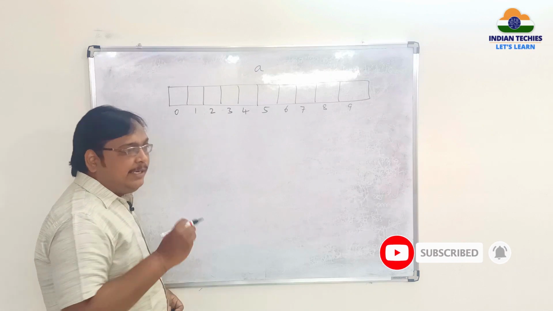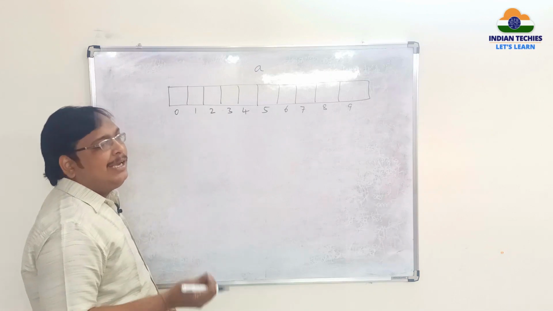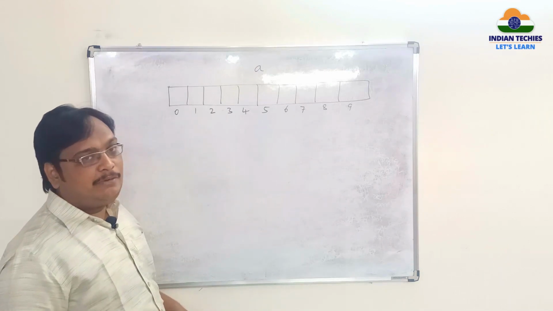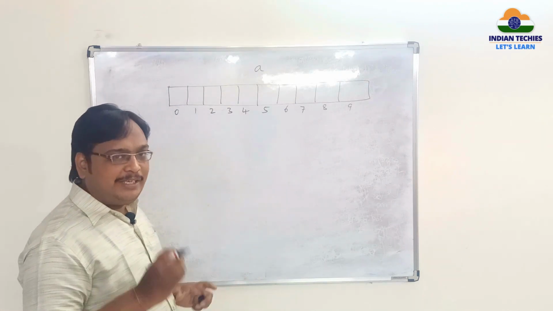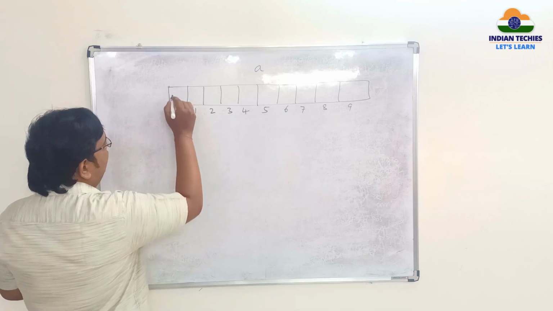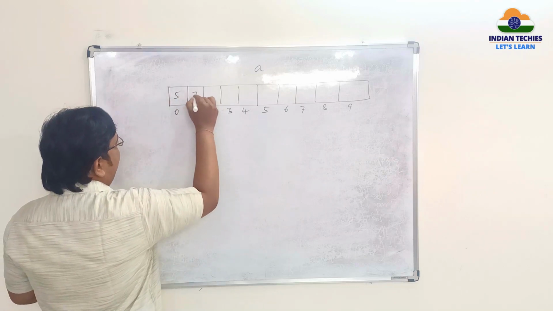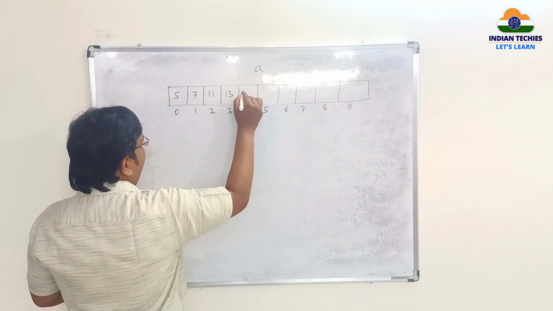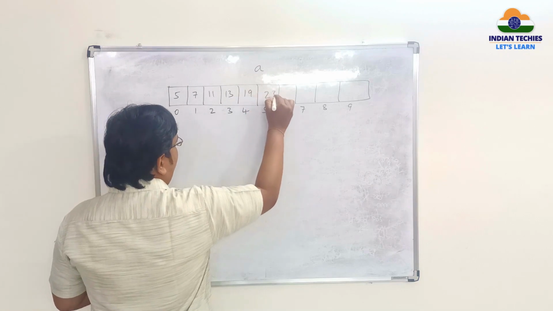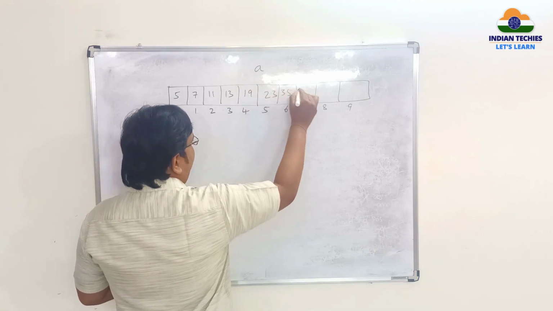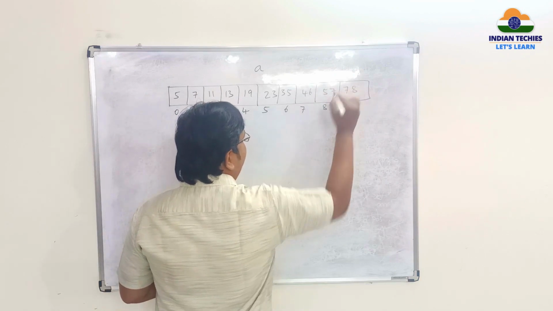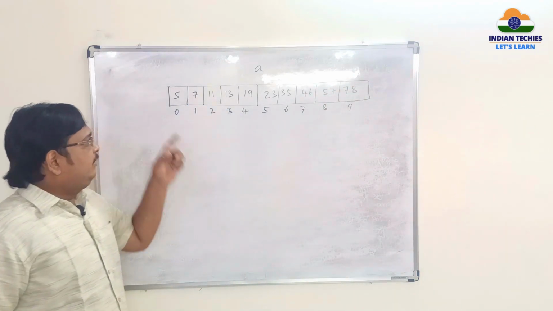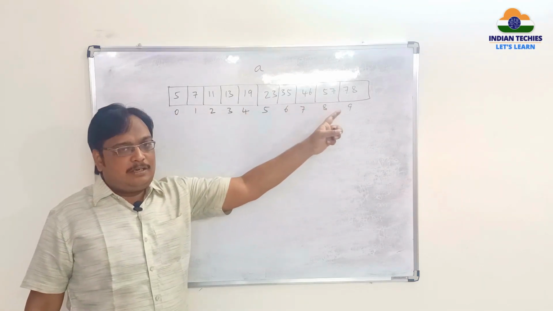I am storing the values in ascending order only. Since we have not discussed the sorting algorithms, I am directly arranging the values and entering them. Suppose I am entering 5, 7, 11, 13, 19, 23, 35, 46, 57, 78. Now, all these values are in ascending order.